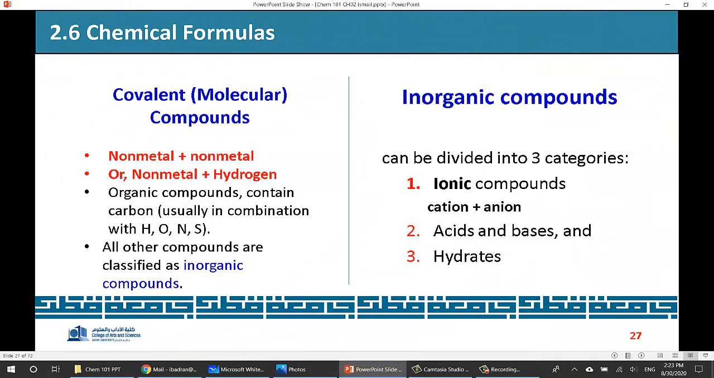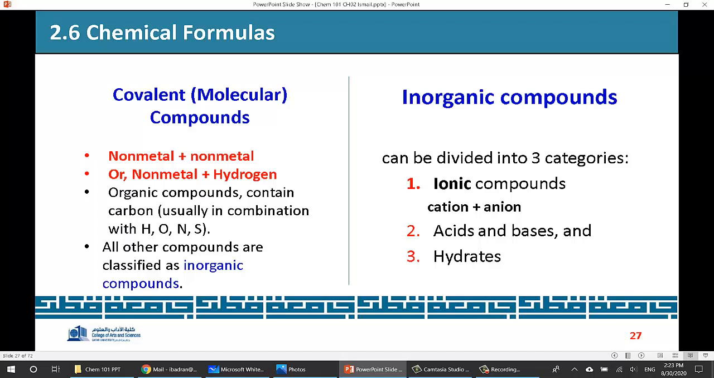And welcome again to Chemistry 101. We are in Chapter 2 and we are in chemical formulas. Last time we've been talking about chemical formulas and different types of chemical formulas, including the molecular formula and the empirical formula, which is very important to apply into Chapter 3.